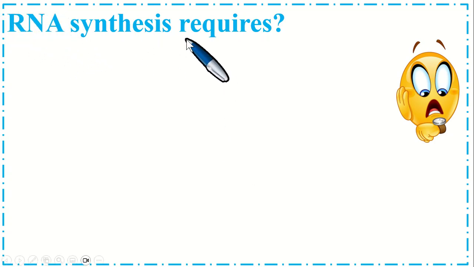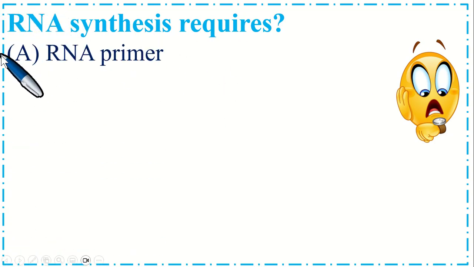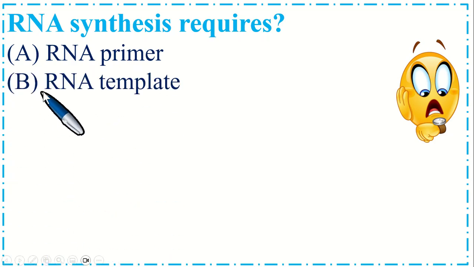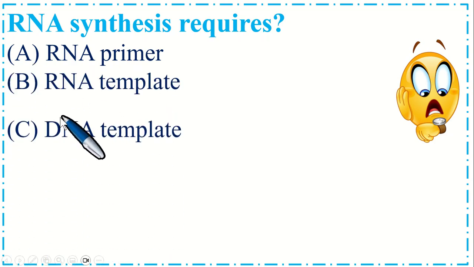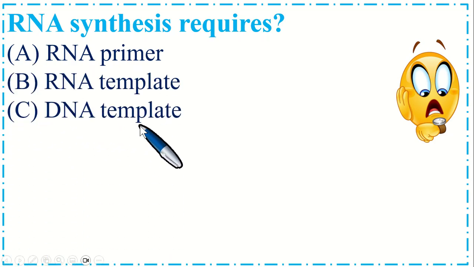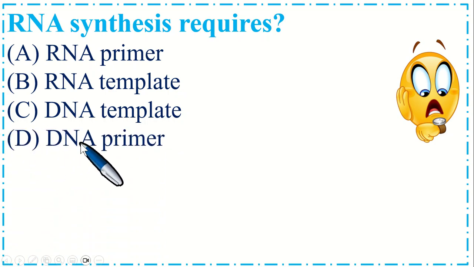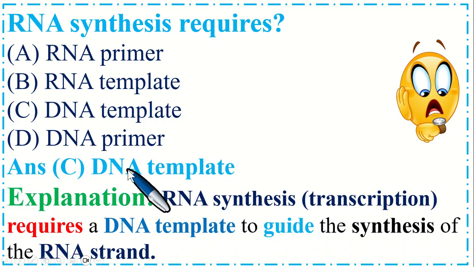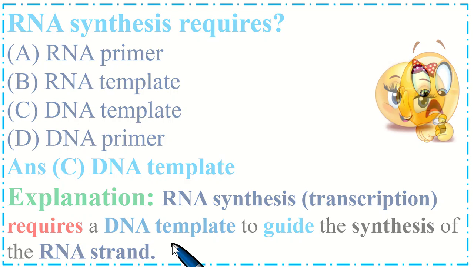RNA synthesis requires: option A RNA primer, B RNA template, C DNA template, and option D DNA primer. So the correct option is C, DNA template. RNA synthesis, transcription, requires a DNA template to guide the synthesis of the RNA strand.